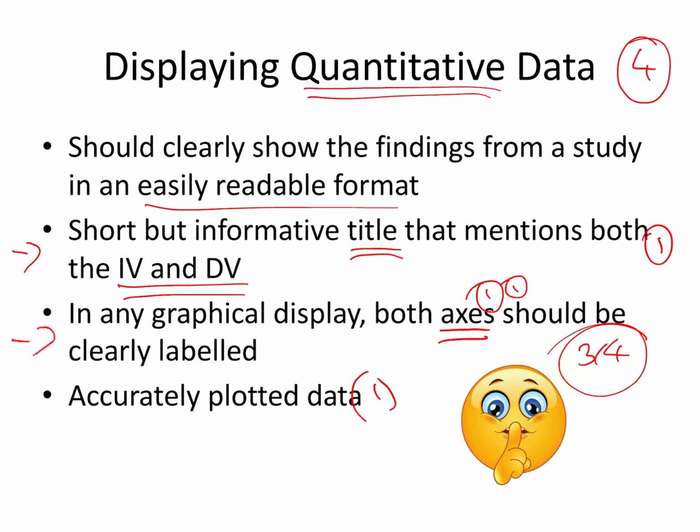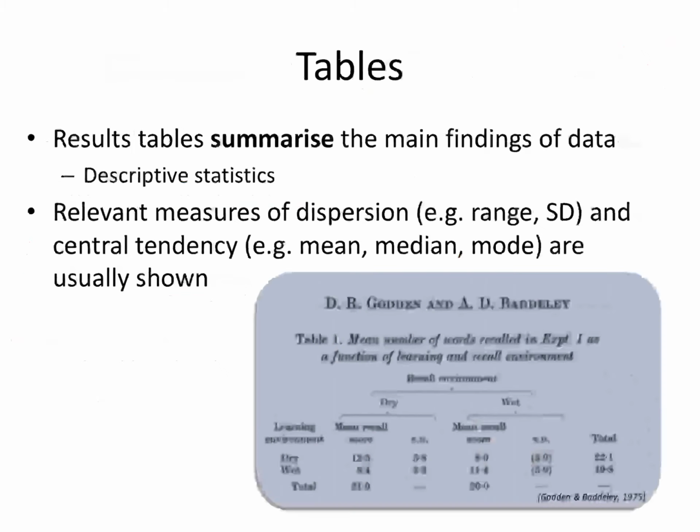So let's have a look at the different ways you might choose to display your data. The first and probably most common one is in the form of a table. Now, tables summarise the main findings of your research in the form of descriptive statistics. And as you know, descriptive statistics include the measures of dispersion, so our range and standard deviation, and also our measures of central tendency, our mean, our median, and our mode.